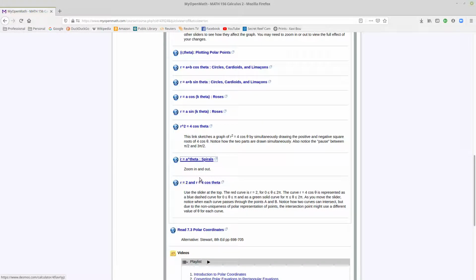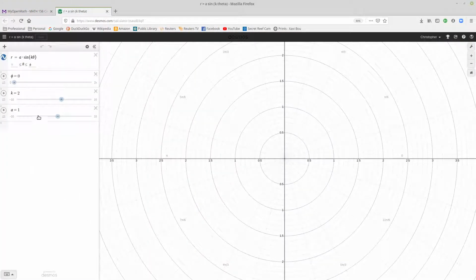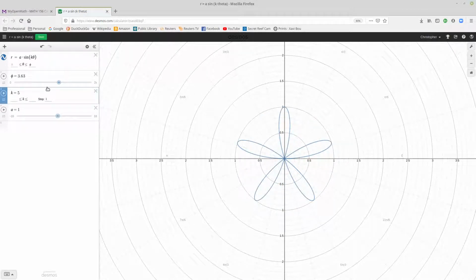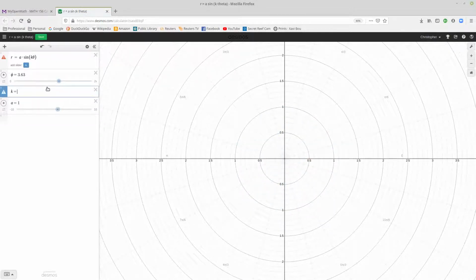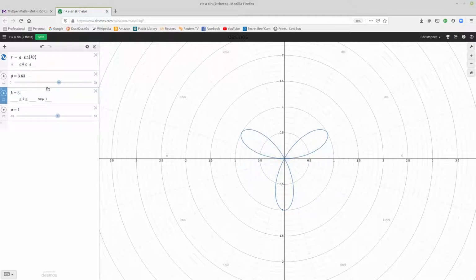And then I think I want to come back and look at these roses for a minute. I've set this k value to take on just integer values, so that whenever you see the picture of the rose, you can see that number of petals. I think it's good to play with this though and see what happens if you choose some other kind of value.